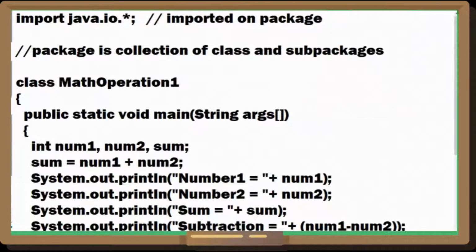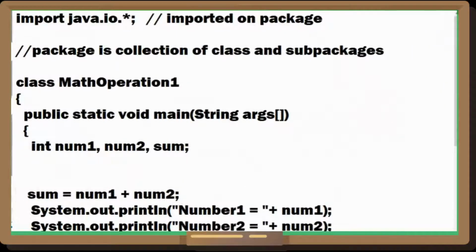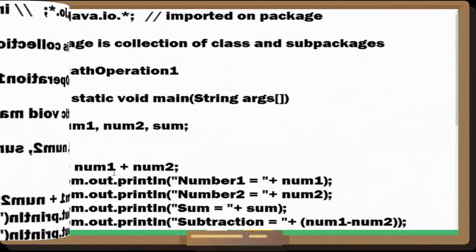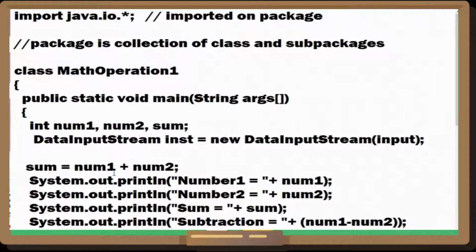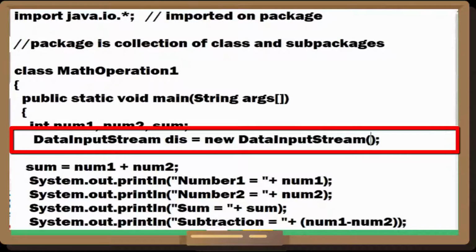I'm renaming it to math1. Now here I have declared three variables. Fine. Integer num1, num2 and num3. Now here I am using one built-in class, which is called DataInputStream. This is a ready-made class available in the package java.io.